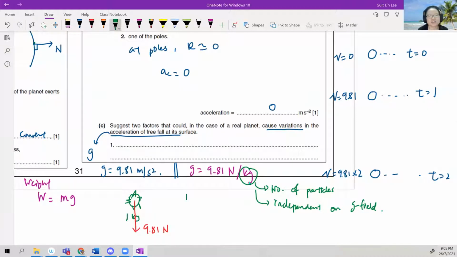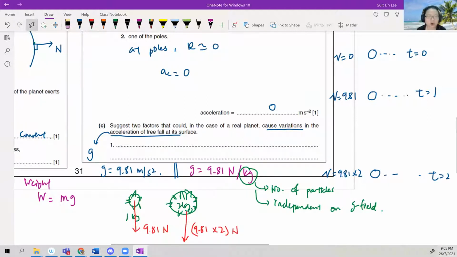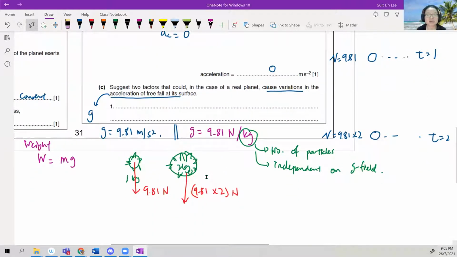I got a larger durian. Can you buy durian? They measure kg one, right? 2 kg. So then the weight will be 9.81 times 2. They mean the same thing. So what could affect this force? Because this force is the one that causes the acceleration. You know, F is equal to ma.